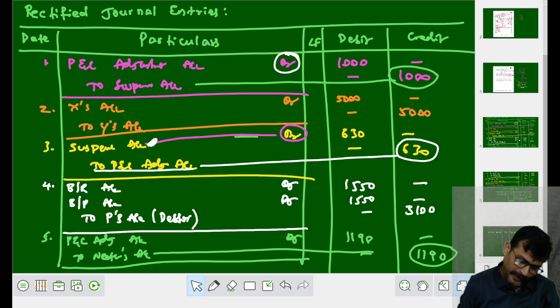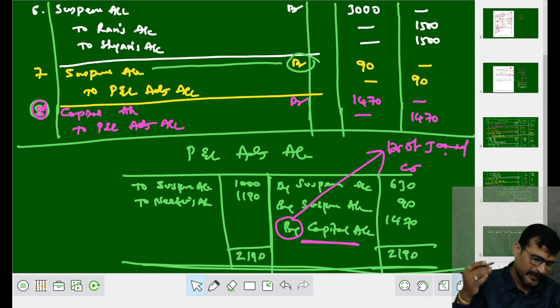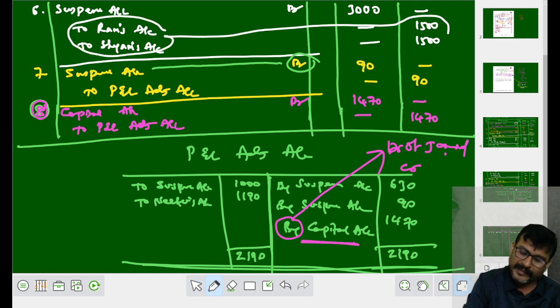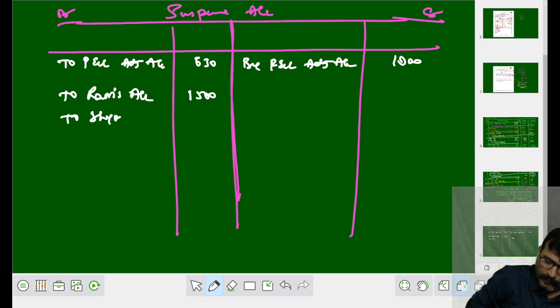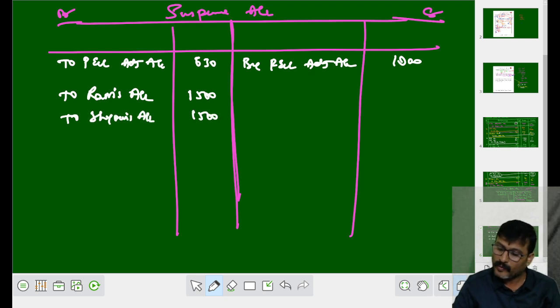Now BP account, BR account debit, BP account debit to Mr. P. So there is no suspense. P&L to Neetu, there is no surplus. I mean suspense, the surplus, not suspense. Here we have suspense account debit to Ram and Sham. Both Ram and Sham are in the credit of journal. So they come where? Debit side of ledger. To Ram's account, I think it is 1500. To Sham's account 1500.